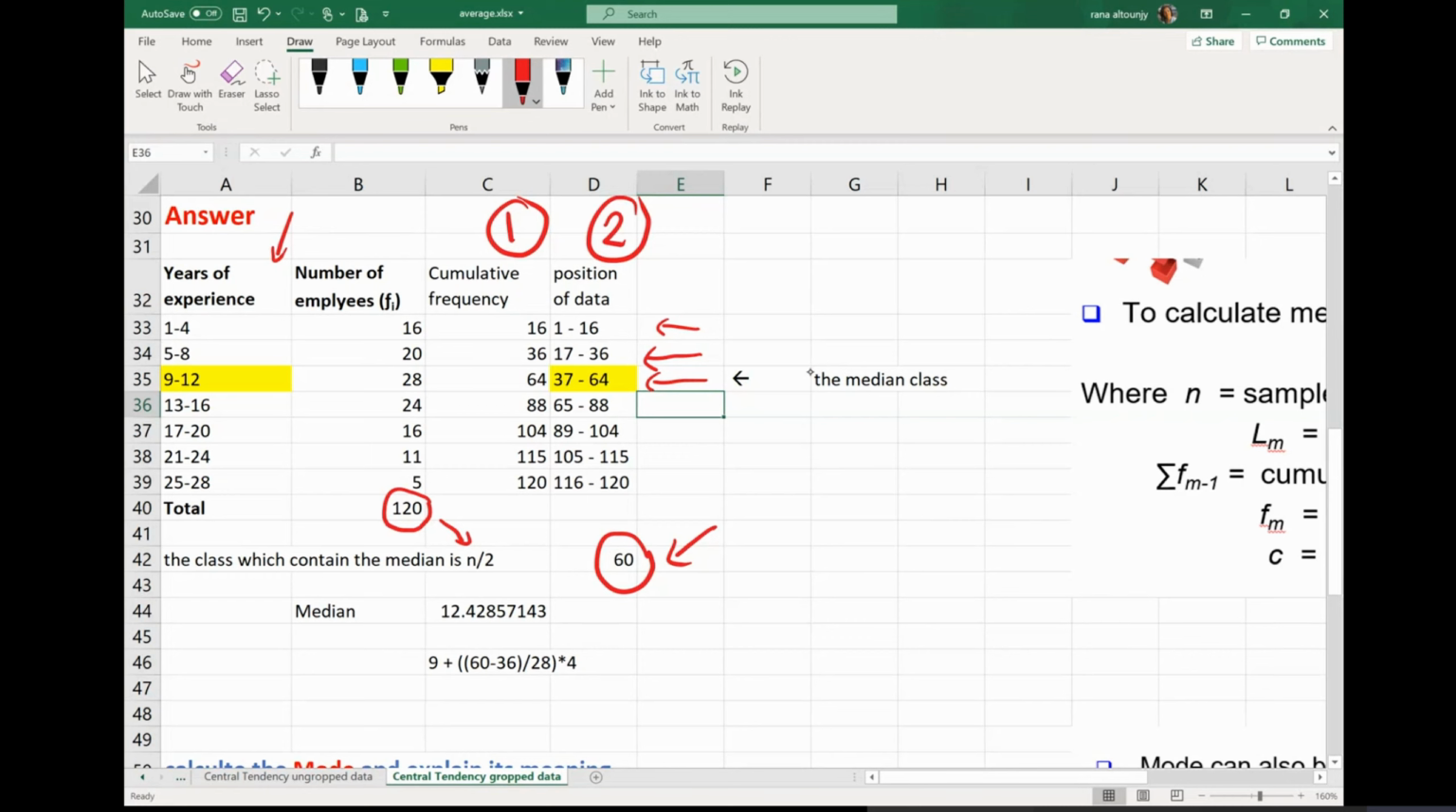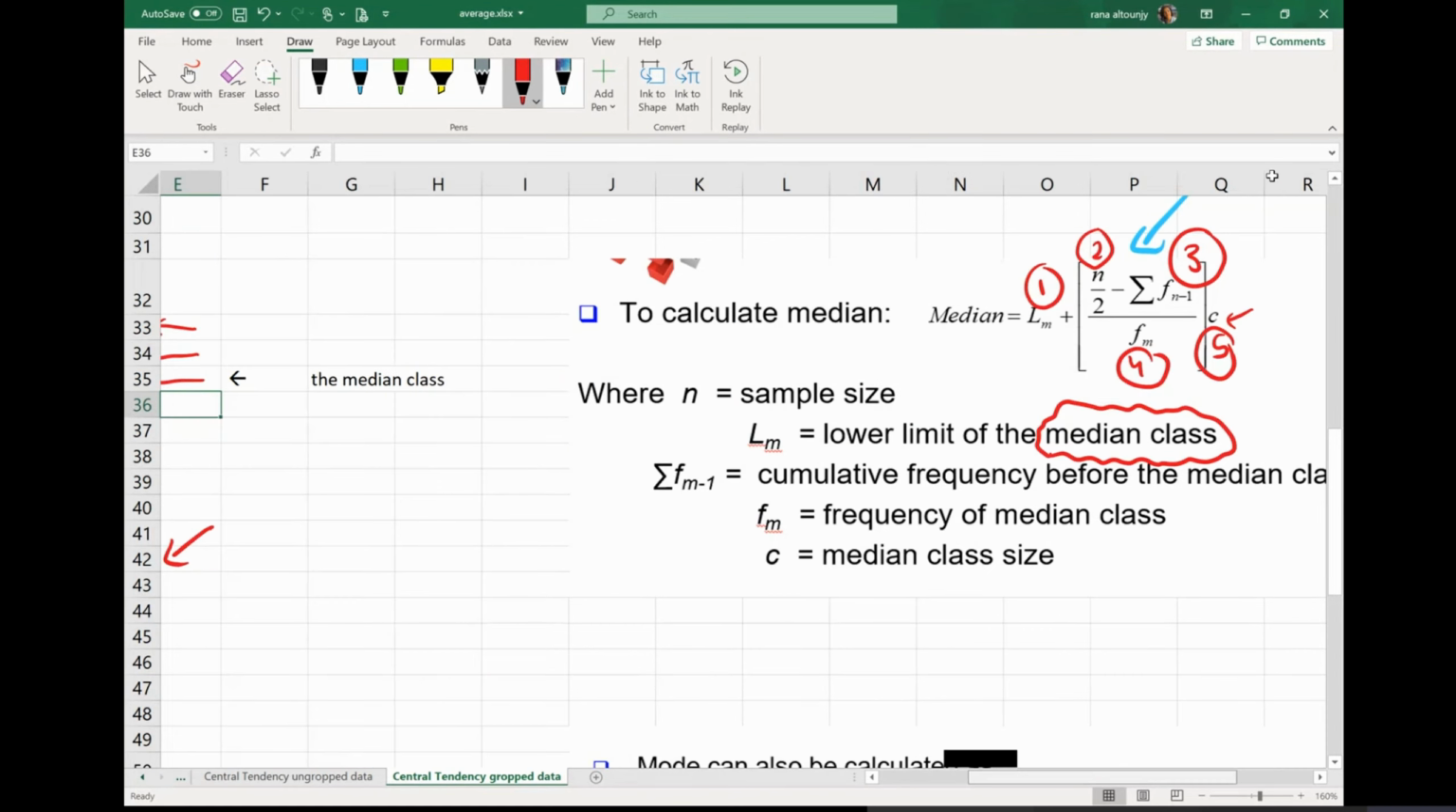Then we need to find where is our median. Our median, as we calculated, is our frequencies divided by 2, which is 60. Where is the 60? You will notice 60 is located here. So this is the category which includes our median. Then we need to apply our equation.